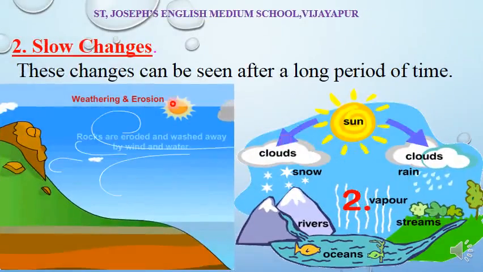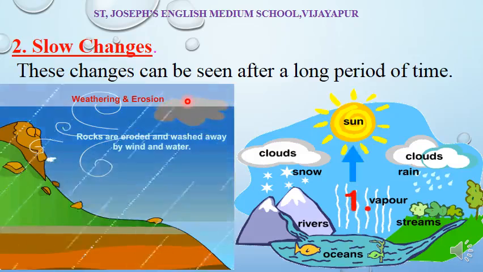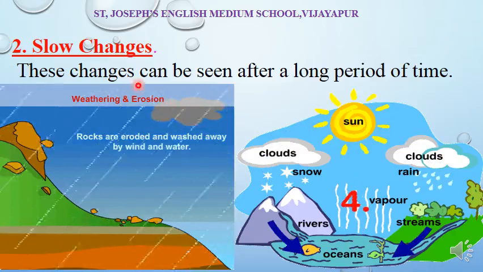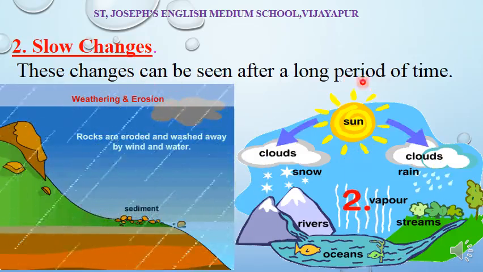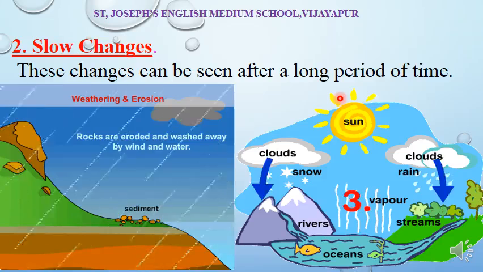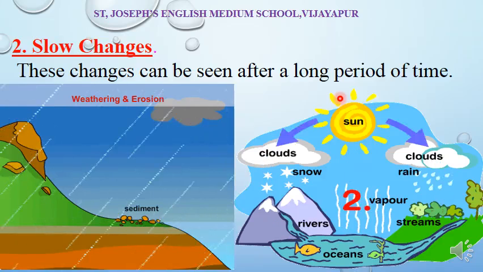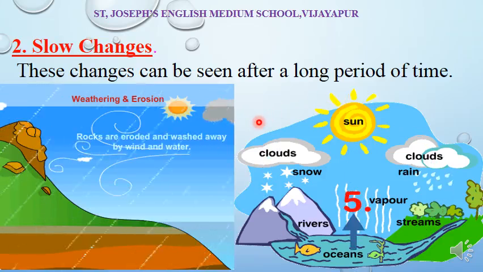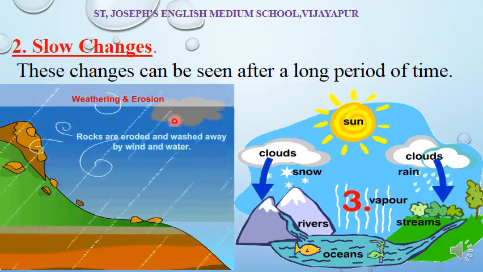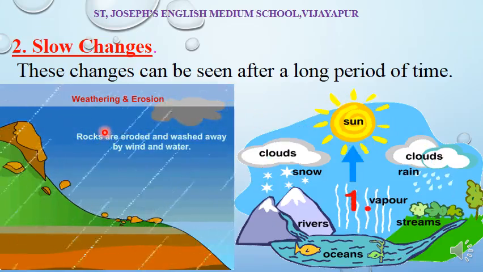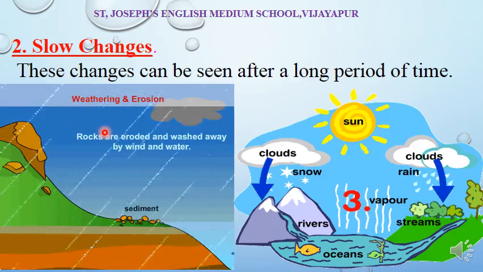Next is slow change. It means these take years of time. These changes can be seen after a long period of time. They take years, even millions of years to change. Some of them take weeks, some take hours to change, right? For example, growth of your hair, it takes more time to grow, right?